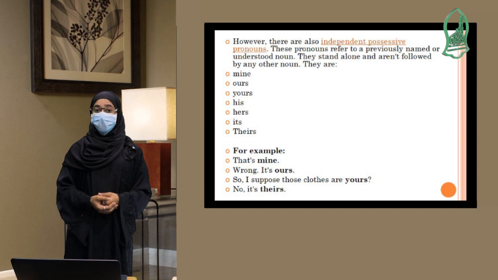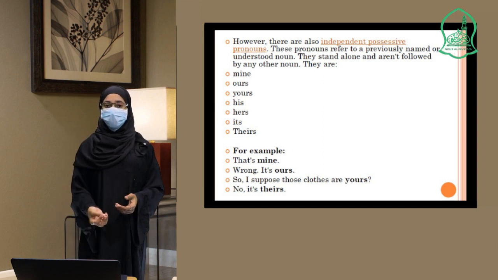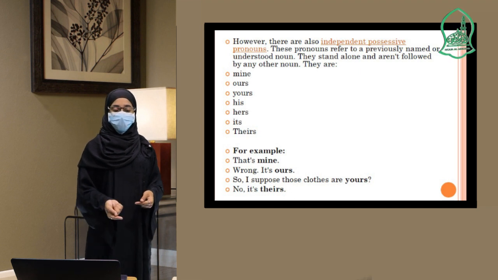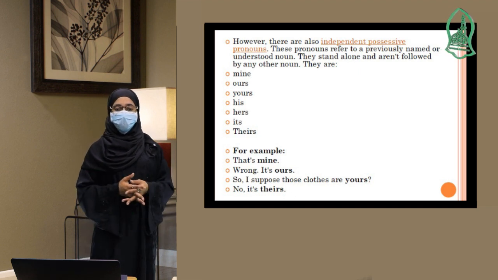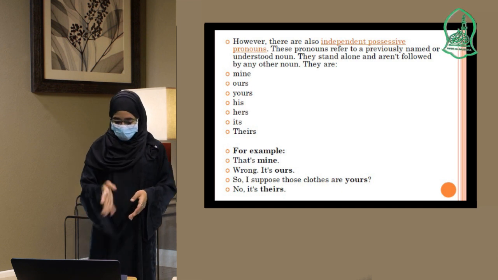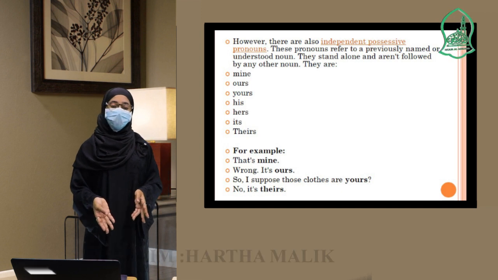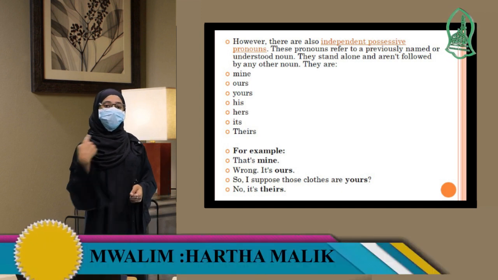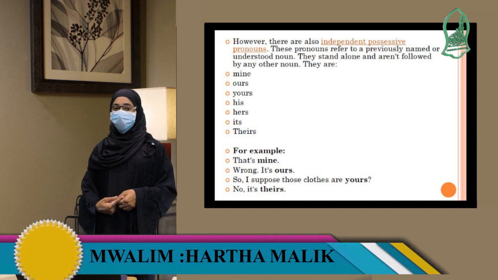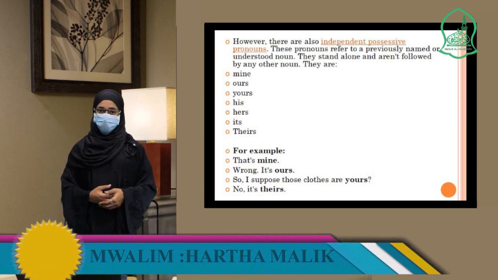Or maybe you come in the class and ask, who lost the pen? Whose pen is this? Whose pencil is this? So without saying that is my pencil, I will avoid mentioning the name and use this independent pronoun and say that's mine. Number 2, wrong, it's ours. So maybe the thing is not only mine, but it's ours. It belongs to all of us. So I will not say it's mine. Instead, I will say it's ours without mentioning the name.